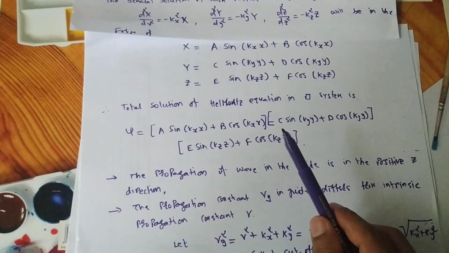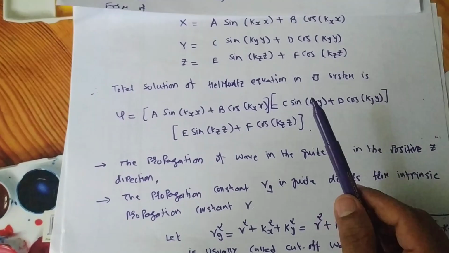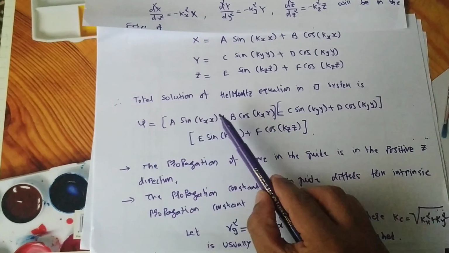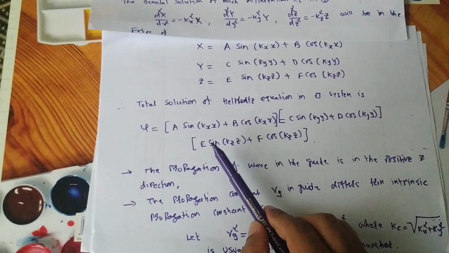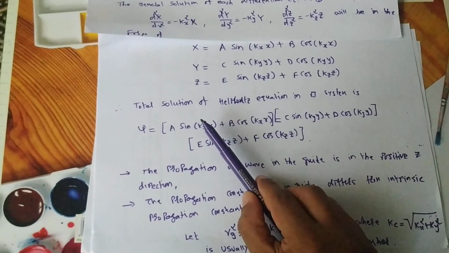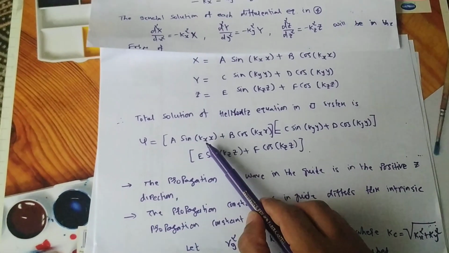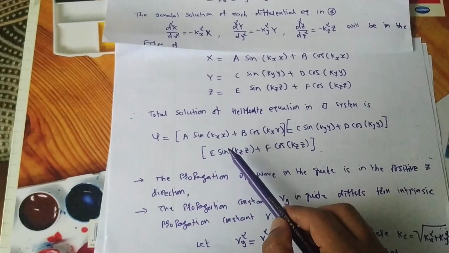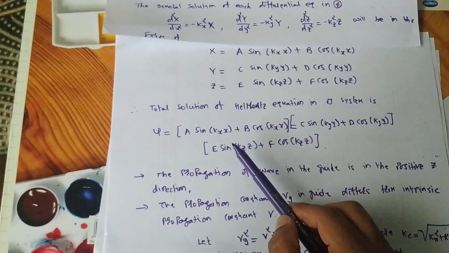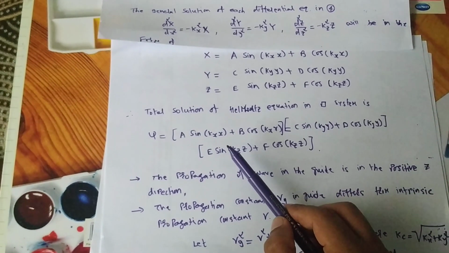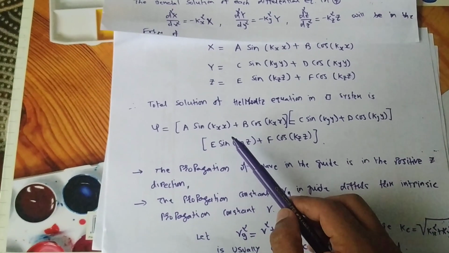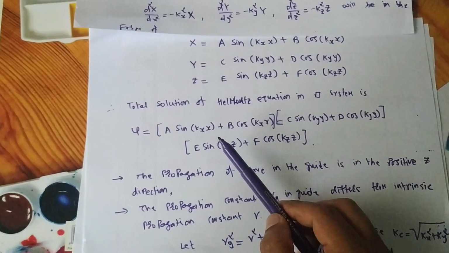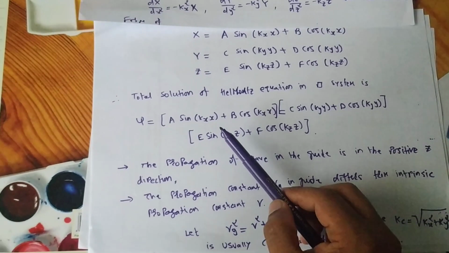This solution clearly indicates that it is completely dependent upon the boundary condition values A, B, C, D, E and F, and it is a function of the variables x, y and z. So depending upon the values of x, y and z and the boundary conditions A, B, C, D, E, F, we will get the final solution of these Helmholtz equations.